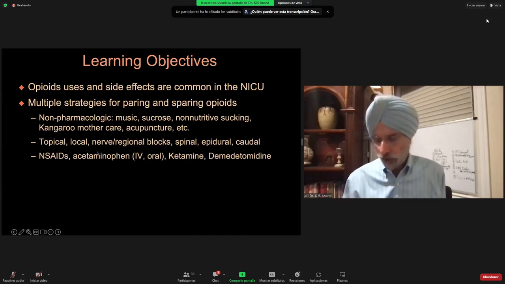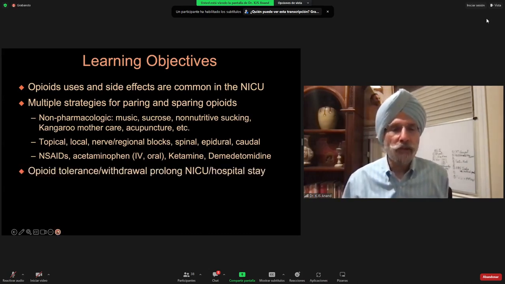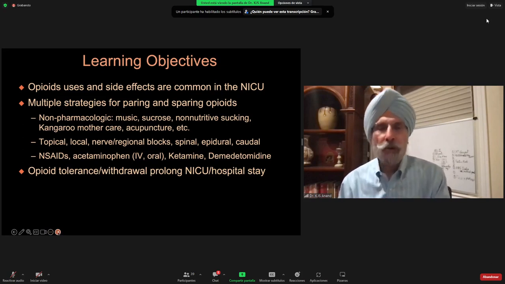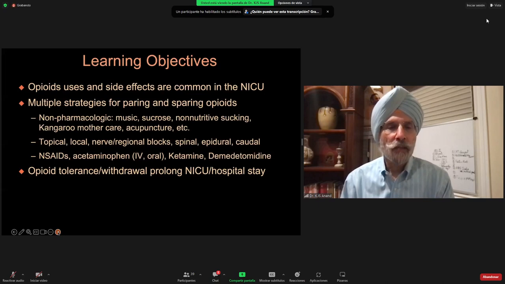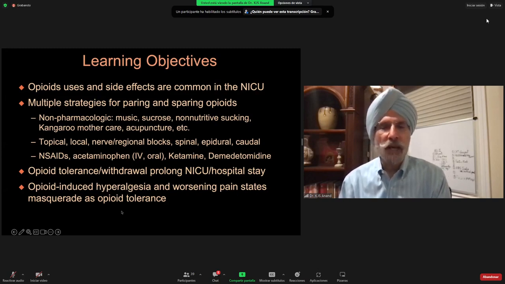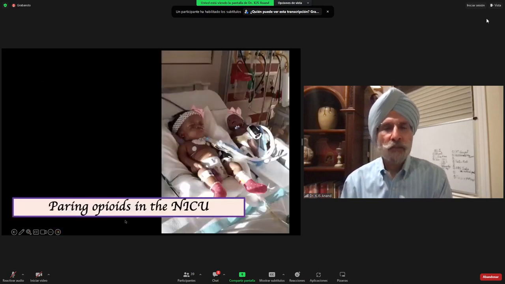And there are other drugs that can be used to reduce our dependence on opioids. That's important because when you use opioids, they will produce tolerance, and when you stop using them, they will cause withdrawal. Tolerance and withdrawal often prolong the NICU or hospital stay. We need to be aware that opioids can cause hyperalgesia and excitability, and opioid hyperalgesia, as well as a worsening pain state, can masquerade as opioid tolerance. So we need ways of differentiating between these three entities: tolerance, opioid-induced hyperalgesia, and worsening pain states.